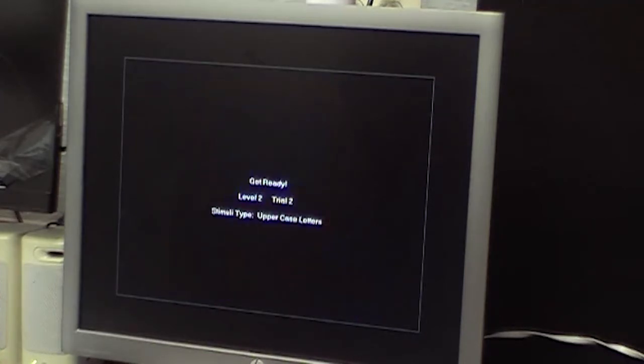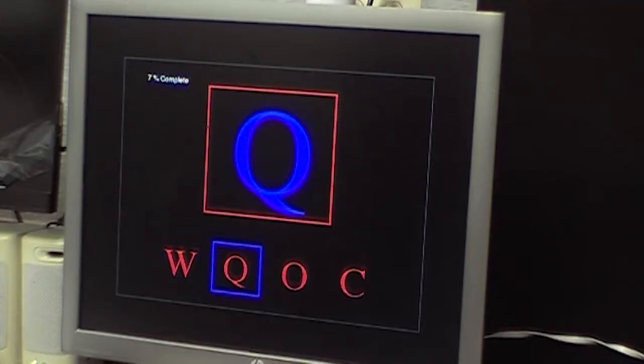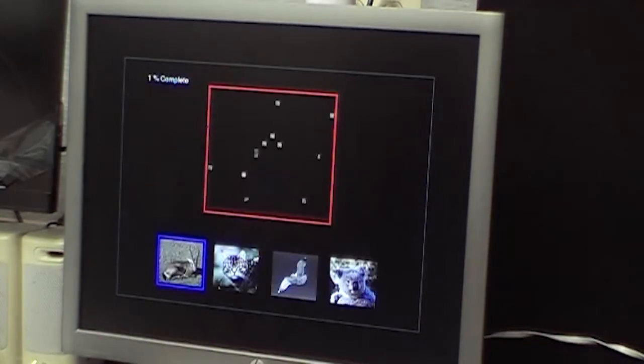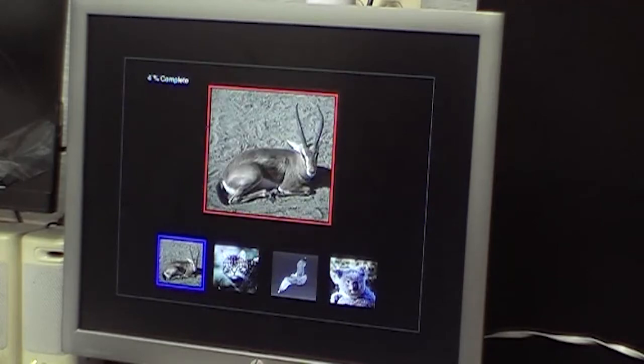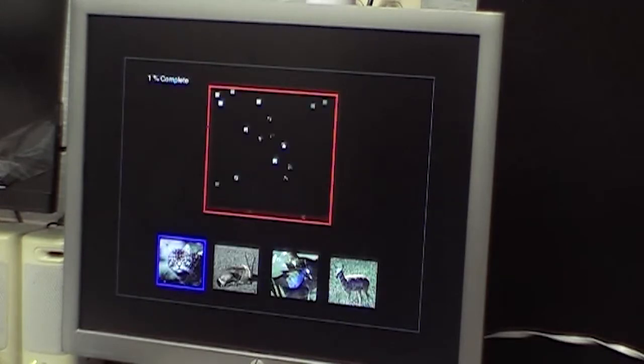Here you can see uppercase letters. There's testing with lowercase letters, pictures, images, and these are norm tests. What that means is we compare an individual relative to other people that age. So we're able to compare a 6-year-old relative to what's normal for other 6-year-olds that are in the database. Somebody who's 15 will be compared to other people that are that age.